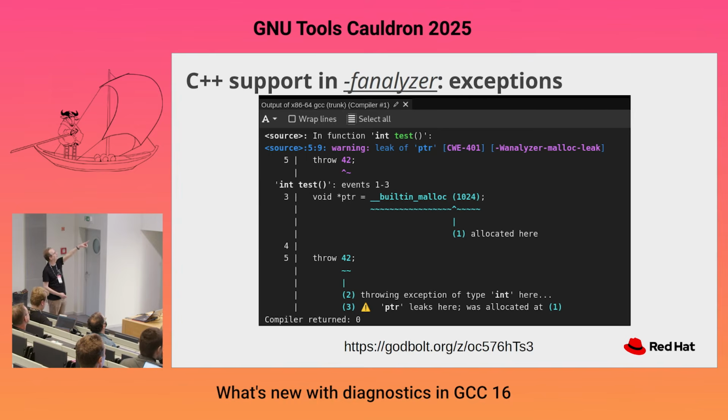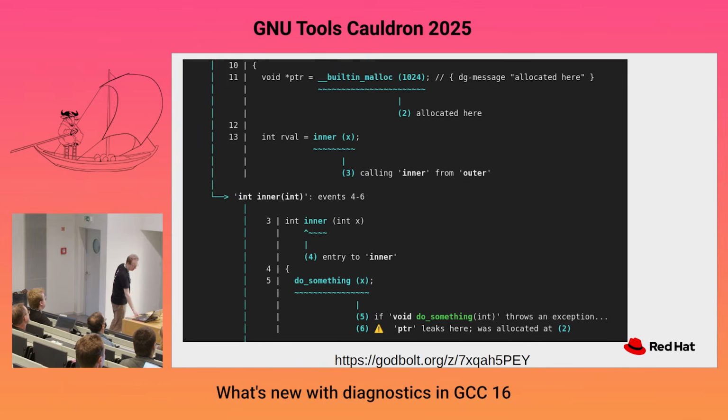If you have a malloc and then you throw a value, it detects the leak of the malloc pointer as you exit. And here's an interprocedural example where you malloc, you call inner, which calls do_something, and do_something could throw an exception, at which point you're leaking that allocation in the frame above. Although frankly, if you're using C++, you probably should be using std::unique_ptr or some kind of smart pointer.